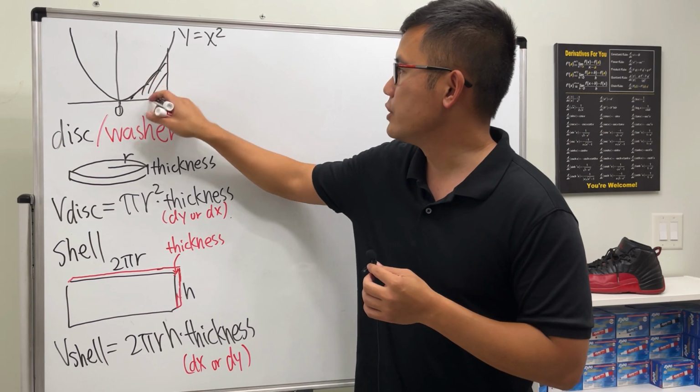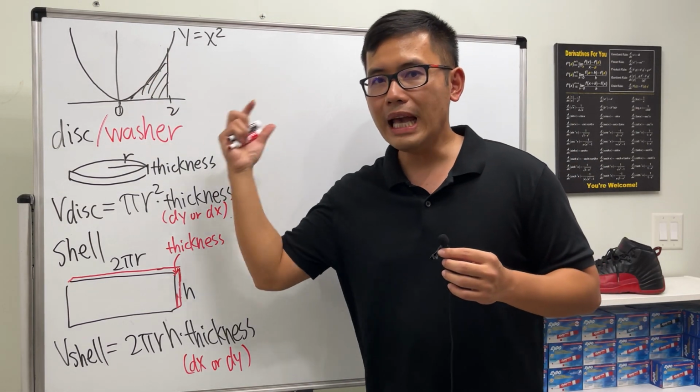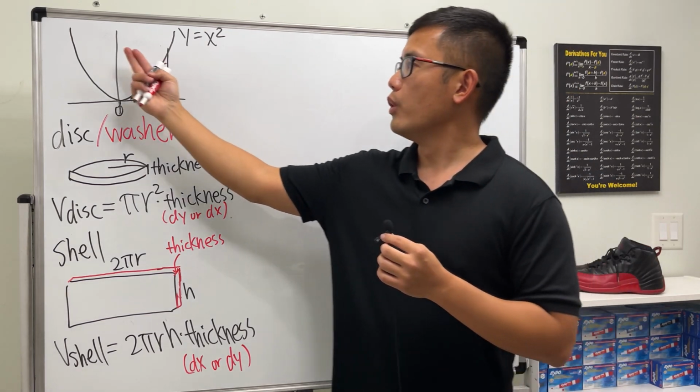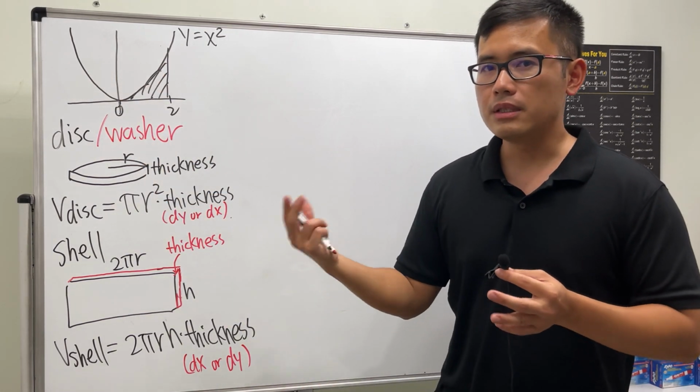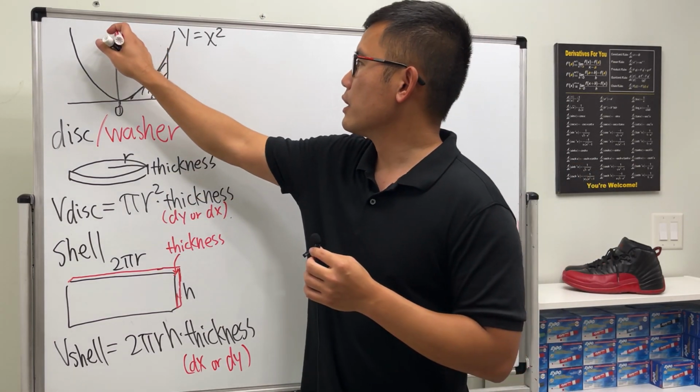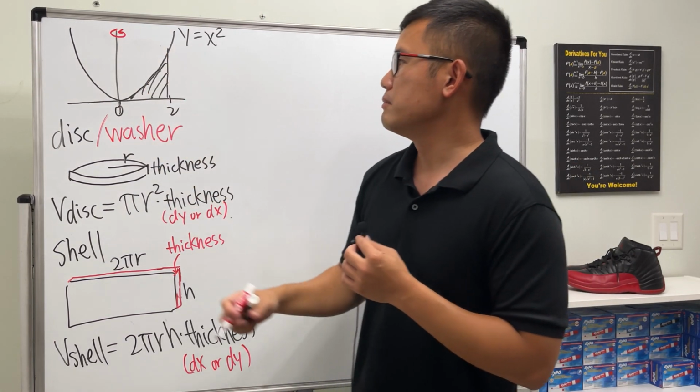So this is the region. And then when we have a region, we can either rotate it about the x-axis or about the y-axis. But because earlier we did it with the y-axis, let's keep it with the same one. So I'm going to rotate this about the y-axis.